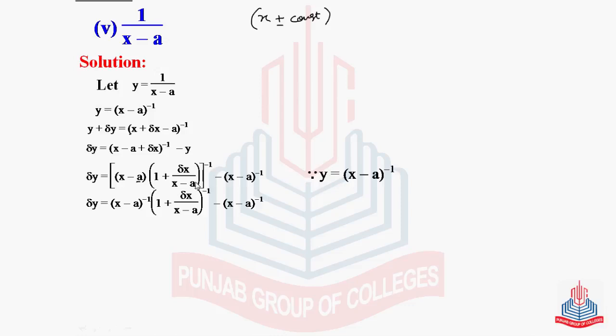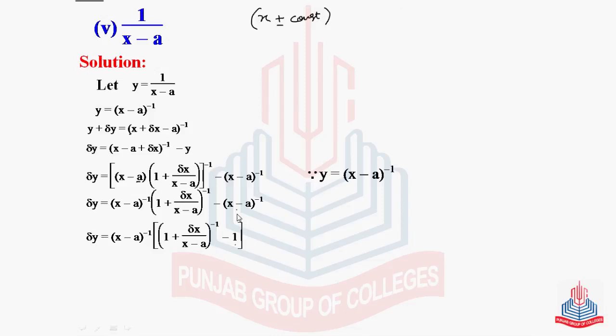So delta y will become x minus a raised to the power minus 1, and 1 plus delta x over x minus a raised to the power minus 1 minus x minus a raised to the power minus 1 will remain the same. And in the next step, this x minus a can be taken as a common factor from both of these two terms. So delta y will become x minus a raised to the power minus 1 into 1 plus delta x divided by x minus a raised to the power minus 1 minus 1 due to the common factor x minus a raised to the power minus 1.